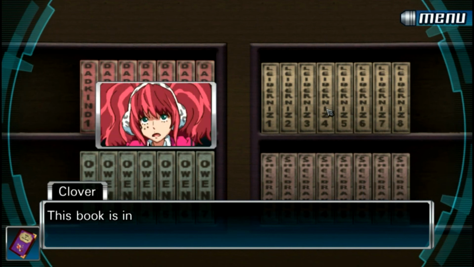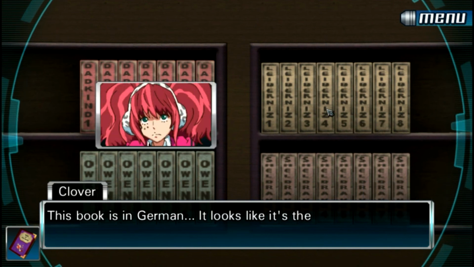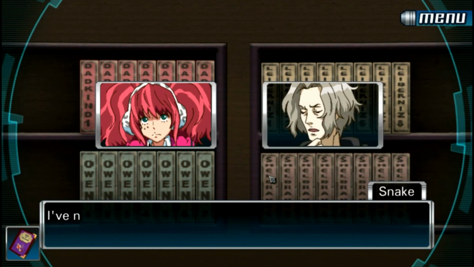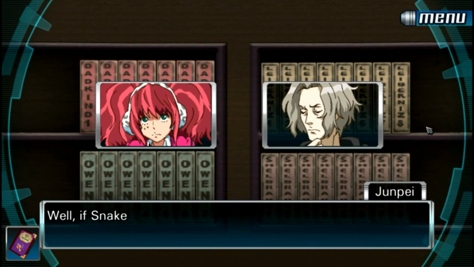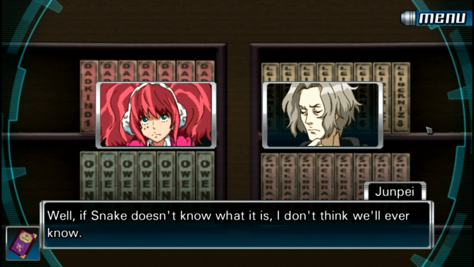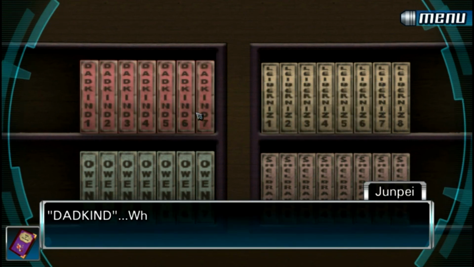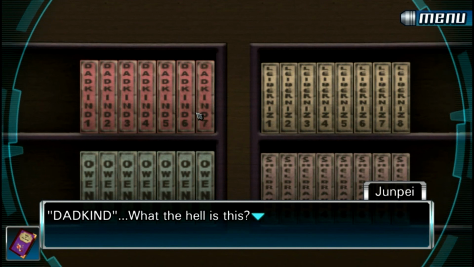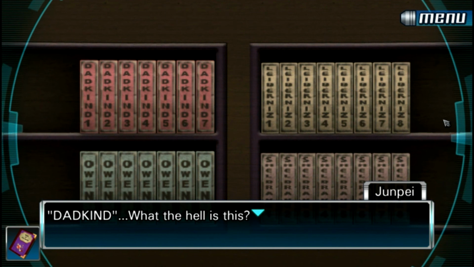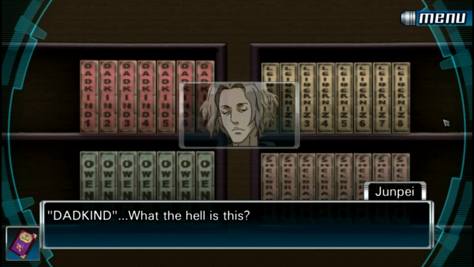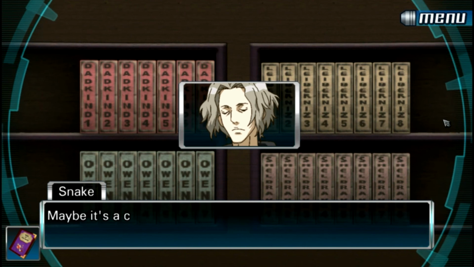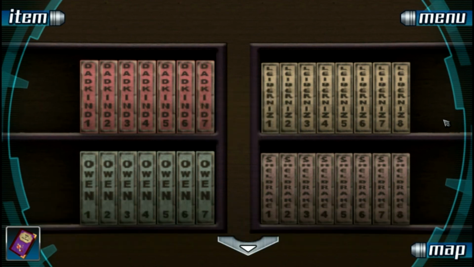Leibniz. This book is in German. It looks like it's the complete works of something. I never heard of it. Oh, if Snake doesn't know what it is, I don't think we'll ever know. Yeah, pretty much. It's like Snake knows everything in the world and he doesn't know about this. I mean, holy crap. Dedekind. What the hell is this? Dedekind? Wasn't that a German mathematician? Maybe it's a completion of his work.